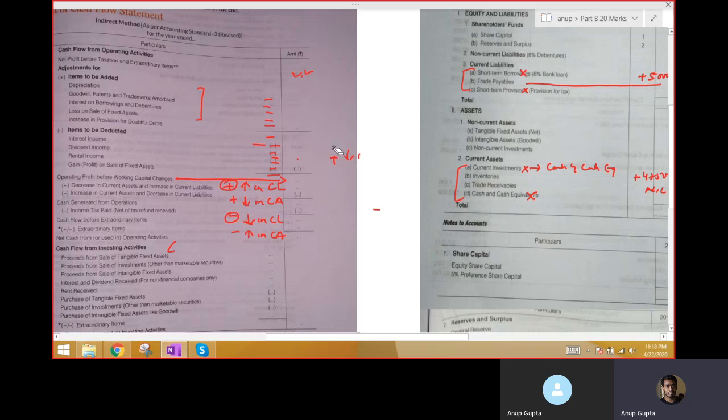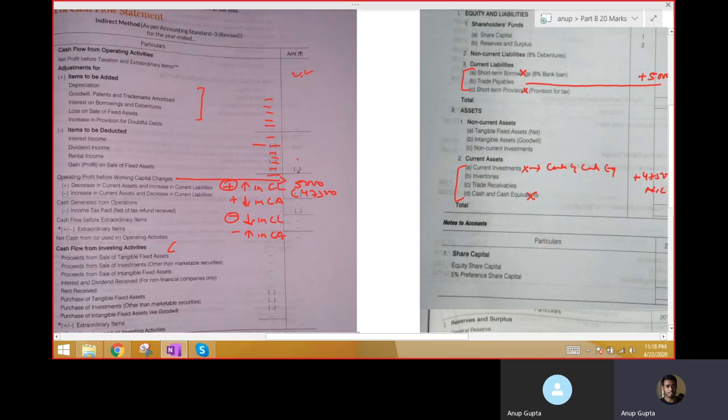So in this case, in the question, you see there is increase in current liability. So increase in current liability will be added, so 5,000 will be written as plus here. Then there is increase in current assets. So increase in current asset is subtracted, so we'll write minus 47,500.